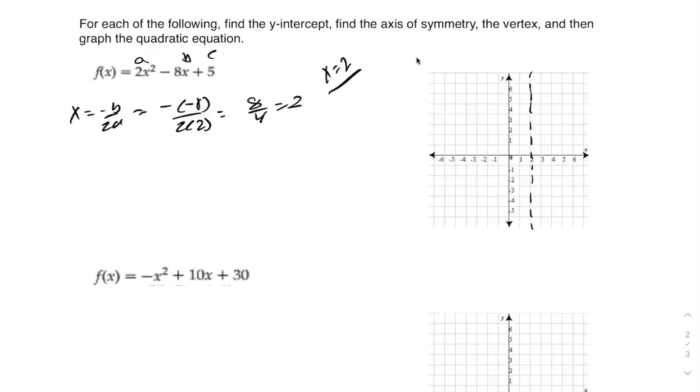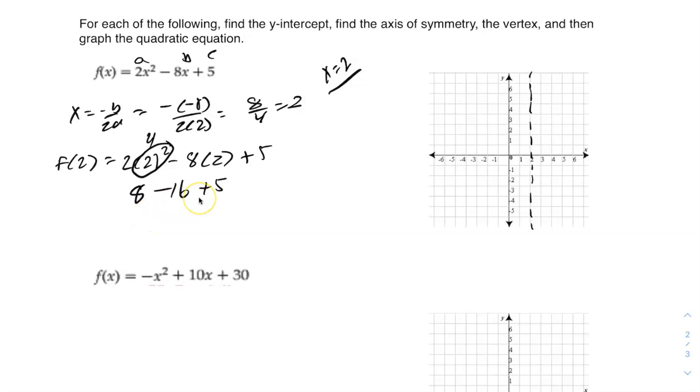Boom. Now I want to find the vertex, right? So I already have the x in the vertex, so I just got to plug in to find the y. So f of 2 would equal 2 squared minus 8 times 2 plus 5. Remember, order of operations: we do the exponents before we multiply, so 2 squared is 4, and then we times it by 2, that's 8. Minus 16 plus 5, so that's -8, plus 5 is -3. So my vertex is at (2, -3).